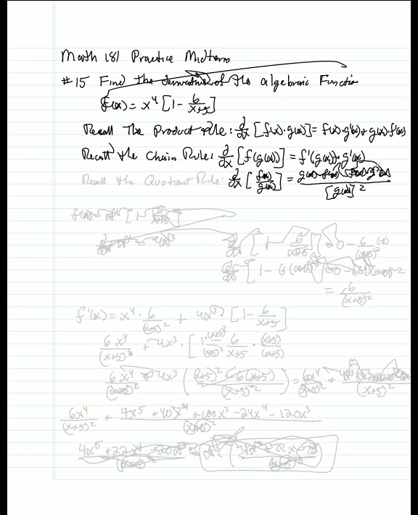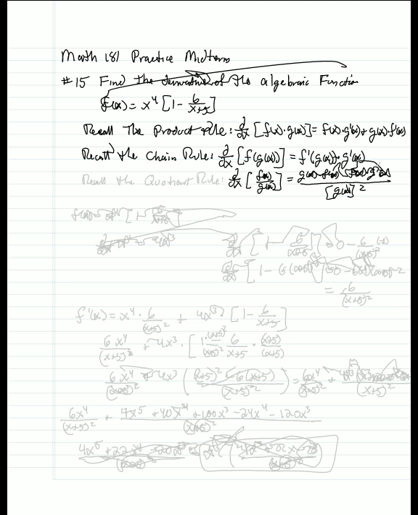Okay, this is number 15 from the practice midterm. Find the derivative of the algebraic function f of x equals x to the fourth times the quantity 1 minus 6 over x plus 5. I've written down here the product rule.